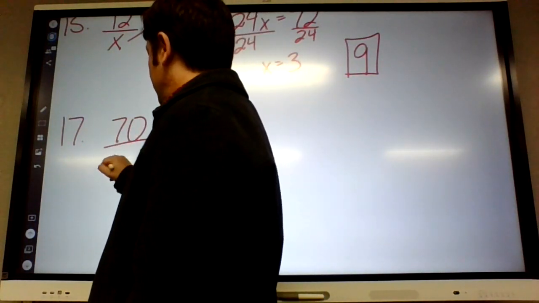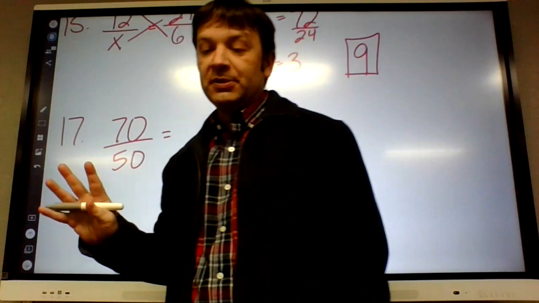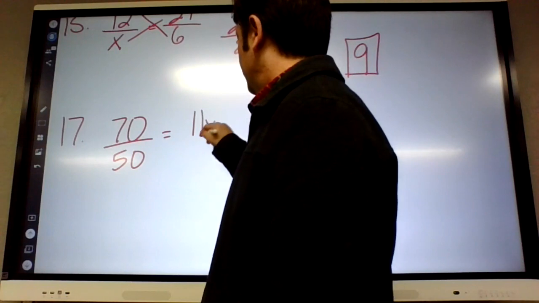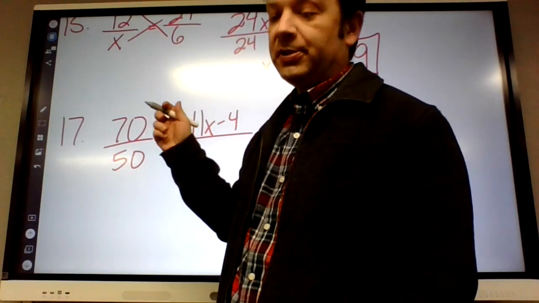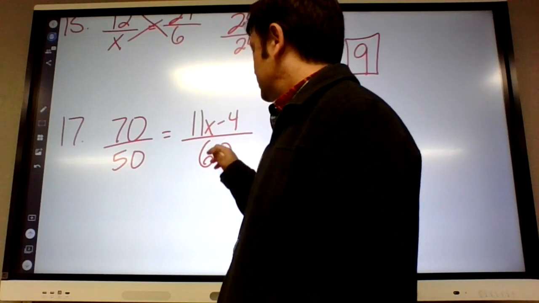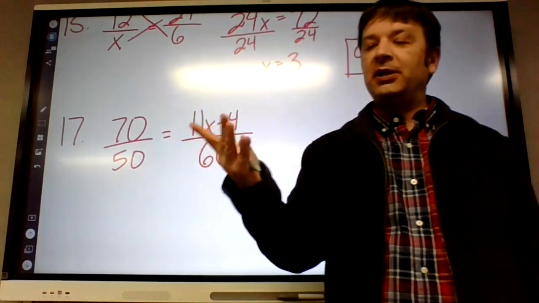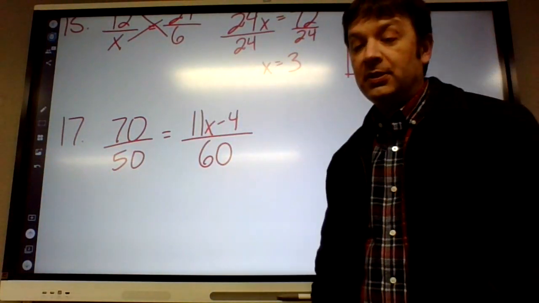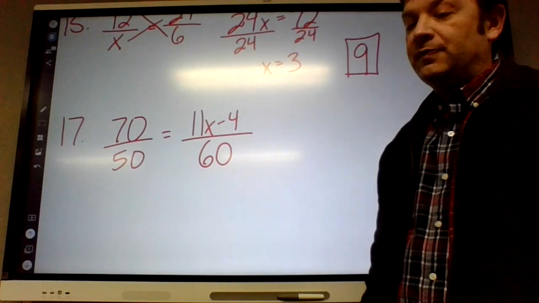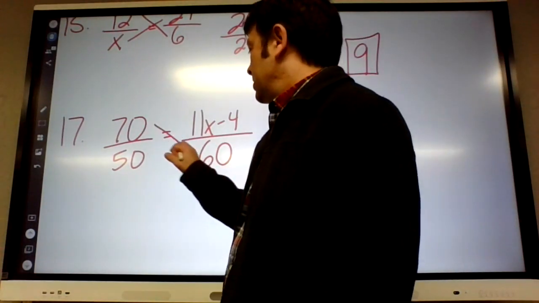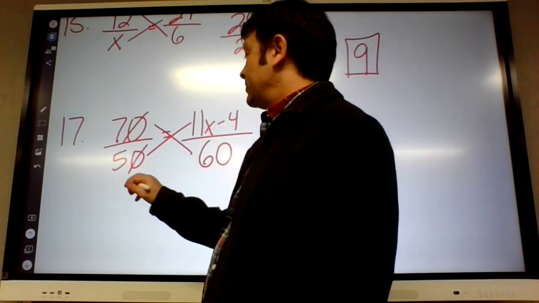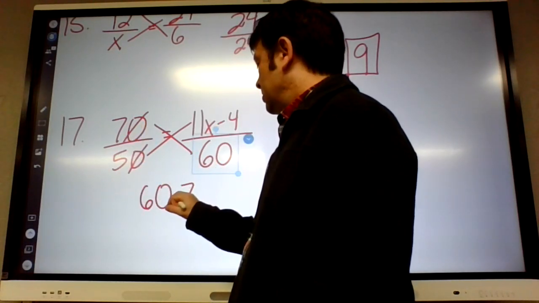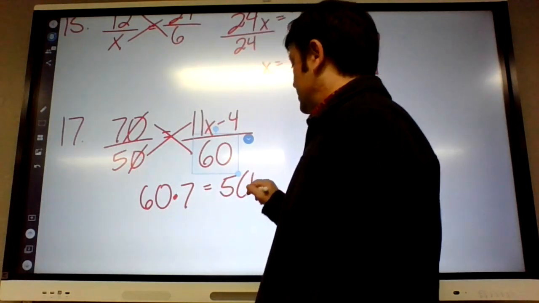So 70 over 50, you could reduce that to 7 over 5. 11x minus 4 on the top triangle would go with, well, the only thing they put, 60. So the triangles are kind of twisted around and upside down, flipped over, so you have to look carefully at them. 70 is the smallest, it goes with 50, the other smallest. And then when you cross multiply, 60 times 7 equals 5 times 11x minus 4.